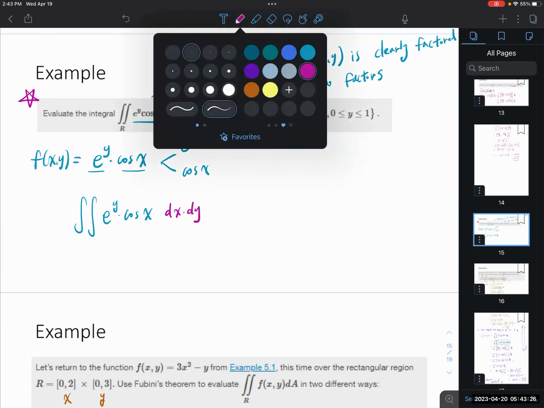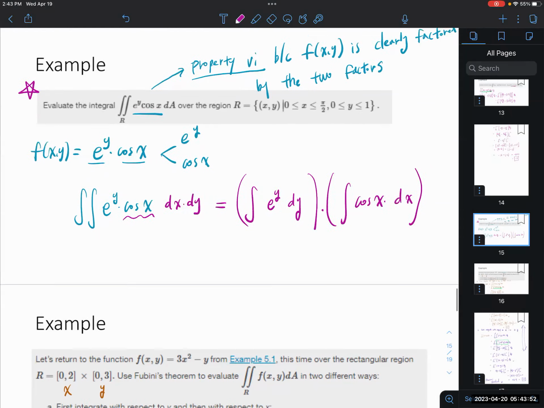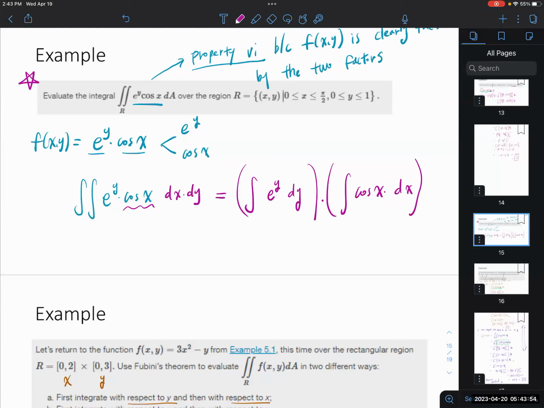So what happened? You can separate it. E to the y, right? Because you can combine this one with the dx or dy, doesn't matter, but I'm going to make the same variable, just dy. And then times the integral of cosine x with the dx. Okay, does it make sense? The order doesn't matter. You're going to get the same answer.